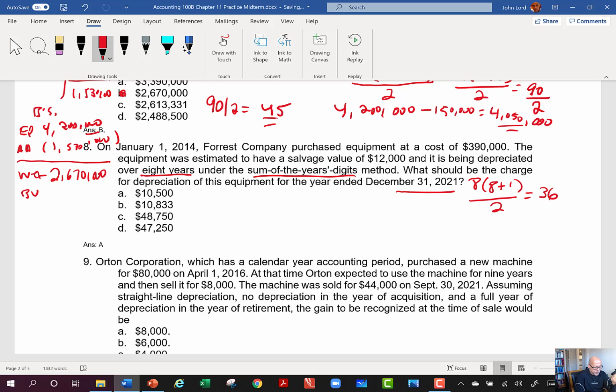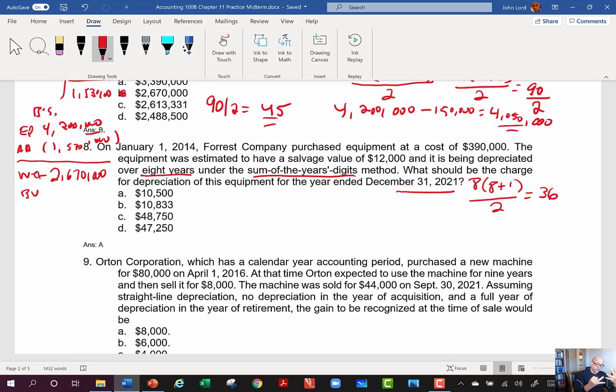They purchased the equipment in January 2014, so they would have taken depreciation for what? For 2014, 2015, 2016, 2017, 2018, 2019, 2020. So of the 8 years, they would have done what? They would have done 8/36 in the first year, 7/36, and so on.